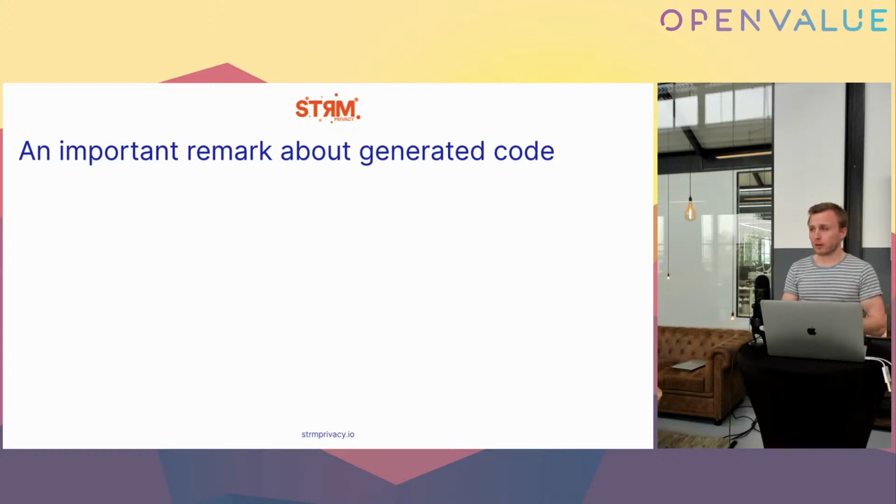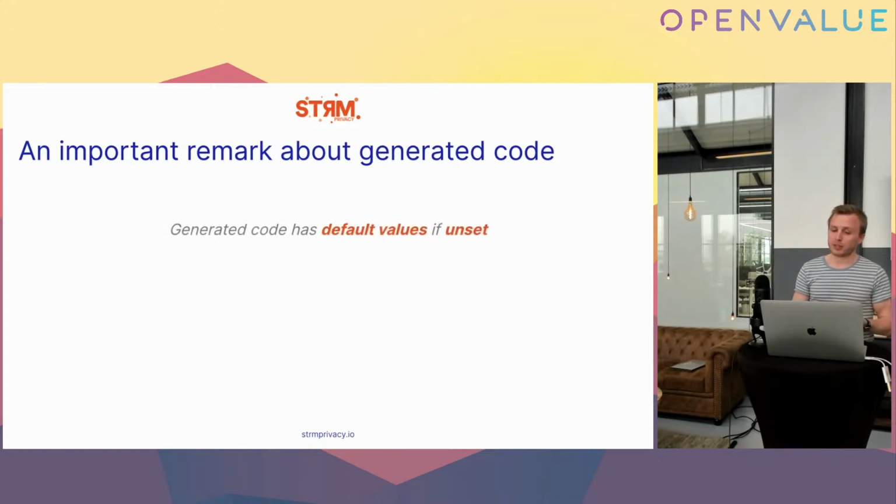One important remark about generated code is about default values, because generated code has default values if unset. This is one of the reasons or one of the causes when moving from Proto 2 to Proto 3.